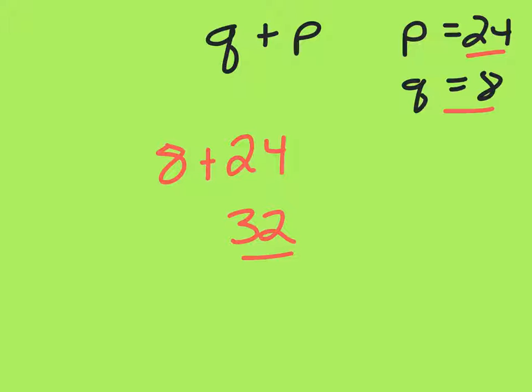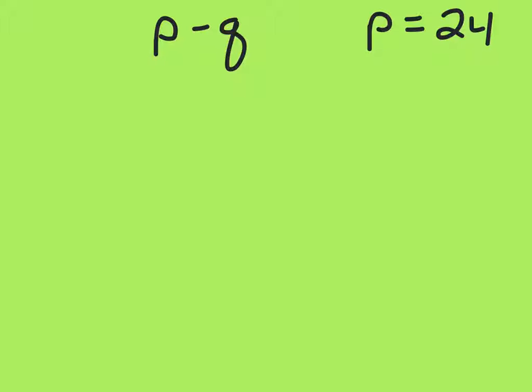Let's do one more together as an example. We'll do number 5 here. Is P minus Q. And again, pause the video. Work it out on your own paper, and when you're done, unpause it and we'll see how we did.